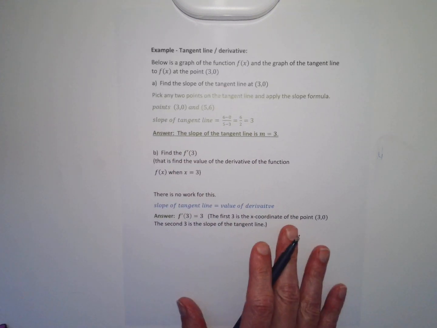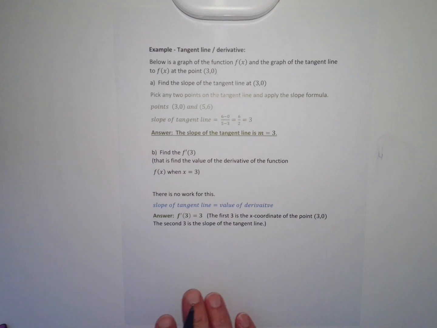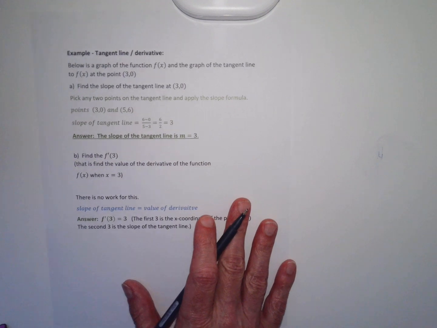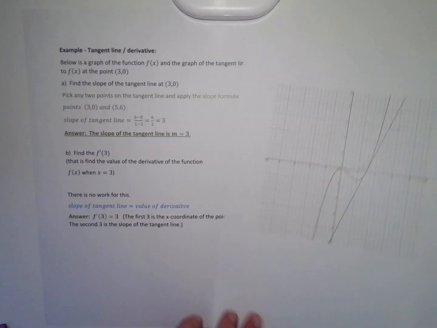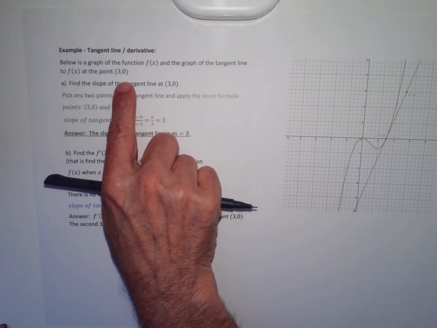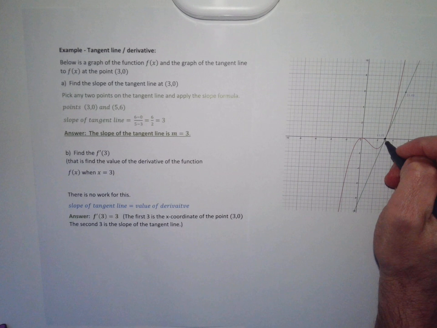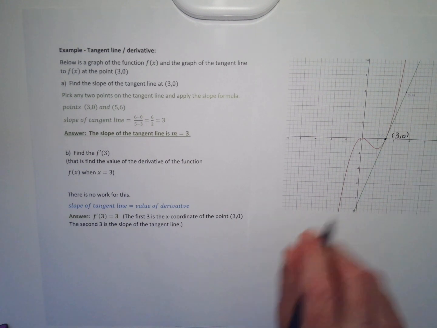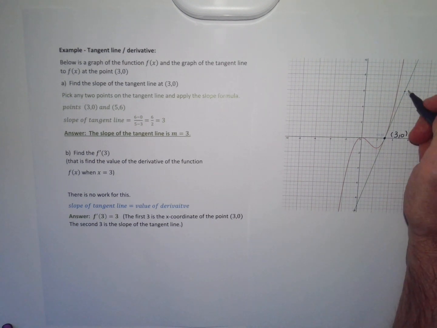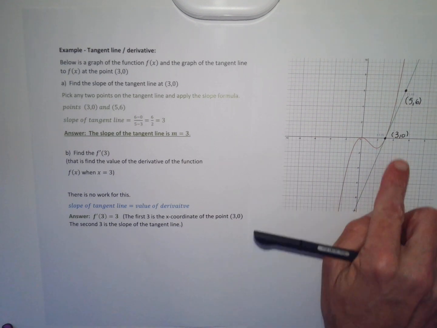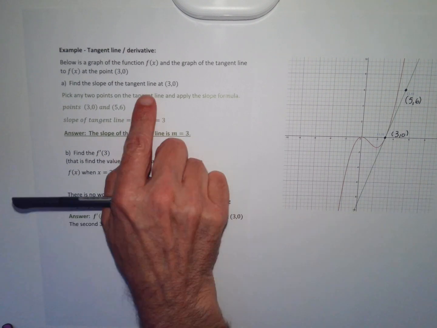I don't know how well this is going to show up, but let me try to blow this up. Below, it's not below because I paged this out to a second page, is a graph of a function and its tangent line at the point (3, 0). So what I've done is graph a tangent line to a function at the point (3, 0), which is the point that's tangent to the graph, and it has some random other point. And I said, find the slope of the tangent line.